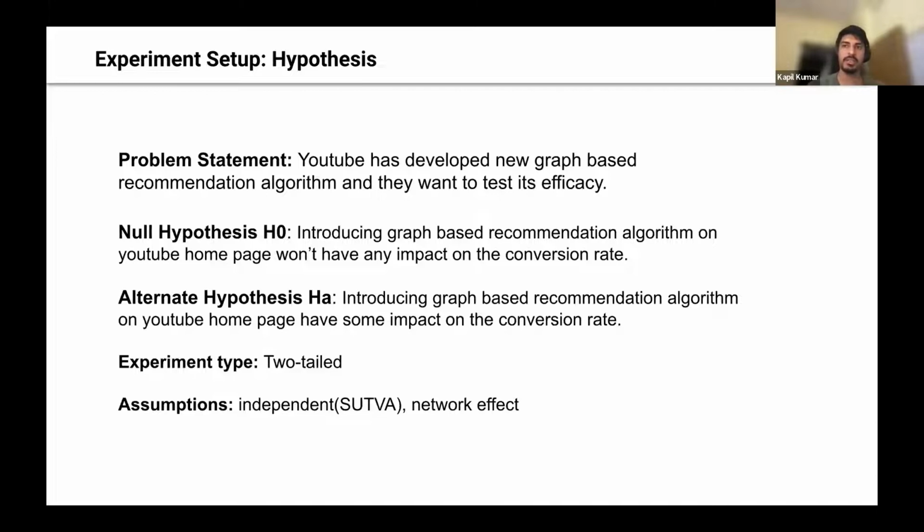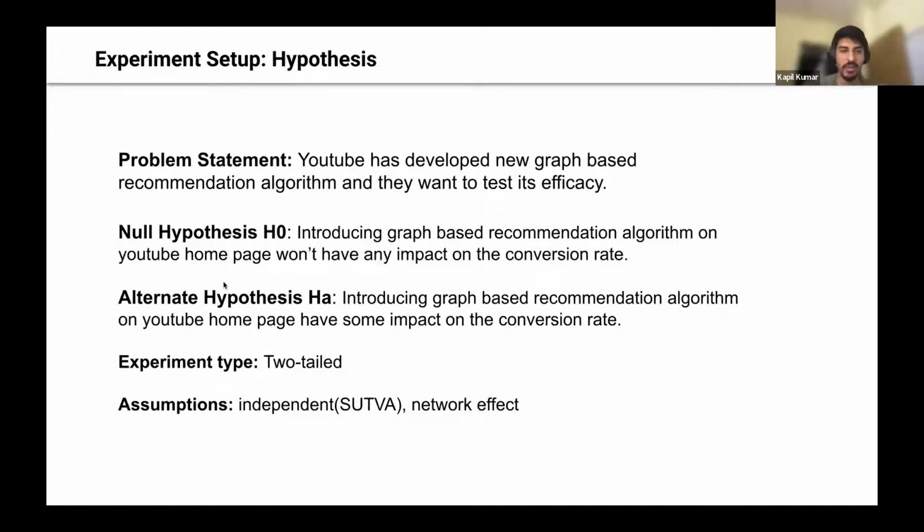For example, a hypothesis could be, if I show this car to a user, 10 years down the line, the user will take a loan or buy a car. Now it is impractical, it is not feasible to test this hypothesis. So a hypothesis has to be feasible, practically and commercially. Similarly, in this problem statement, our null hypothesis would be that introducing the graph-based recommendation algorithm on the YouTube homepage won't impact the conversion rate or the CTR. The alternate hypothesis will be just the opposite of it.